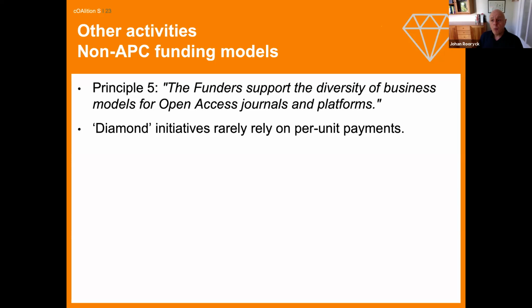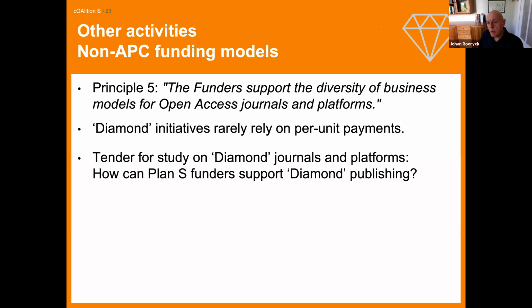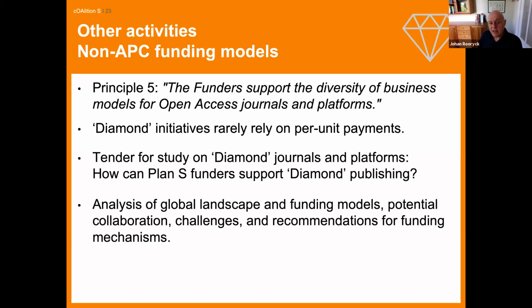How do you do that? What are your criteria? So that is why we want to launch a tender for a study of diamond journals and platforms that asks the question how we can support diamond publishing. We want an analysis of the global landscape and the funding models, and we want to know how we can do this globally, and what is really needed and how we can bring this forward.